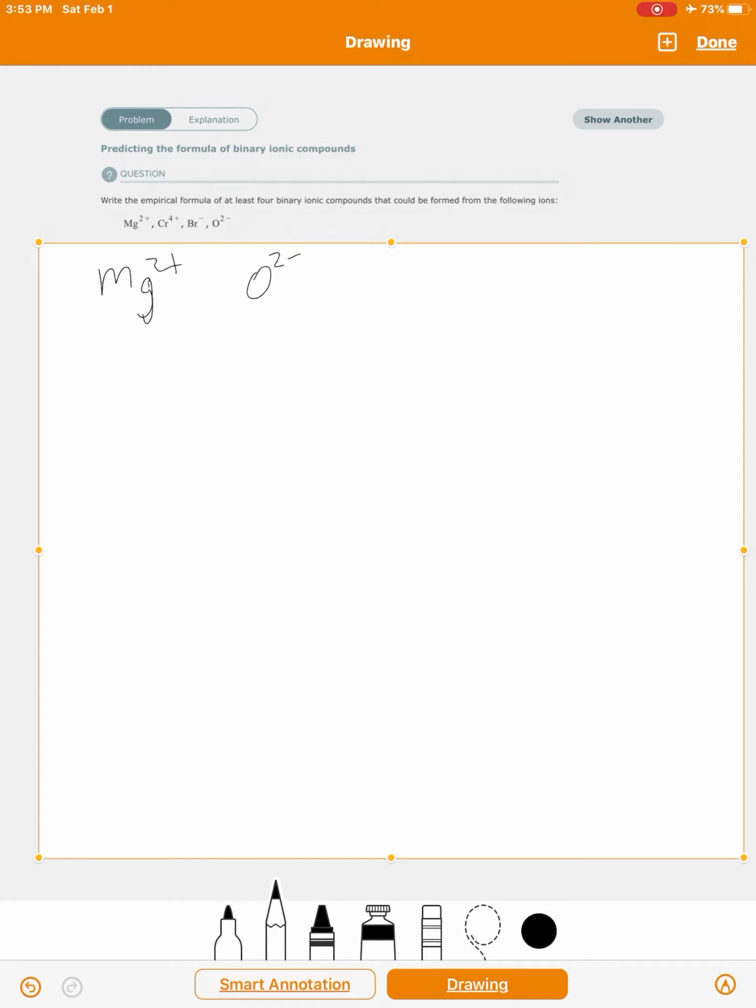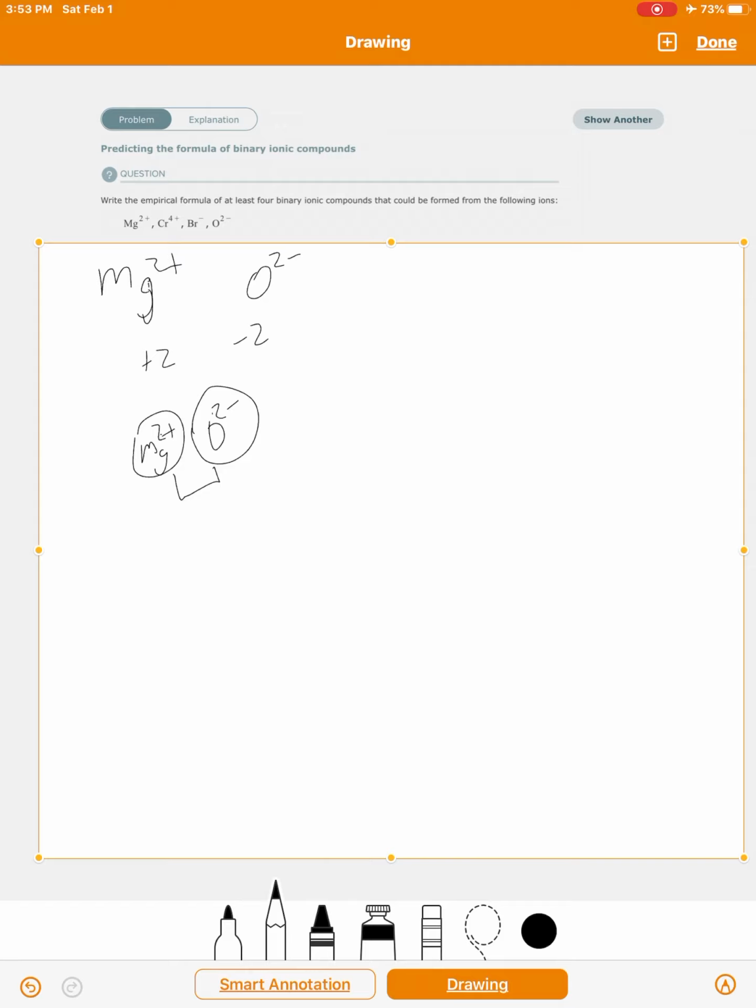Small ratios. What is the smallest possible ratio that ensures that we have the same amount of positive charge as we have negative charge? Well, the magnesium is +2, and the oxygen is -2. So if you just combined 1 and 1, they would have the same charge. Here's how we might write that as a picture. Mg2+, O2-, 1 and 1, right? There's only 1 of each, and they have the same amount of charge. One's +2, the other one's -2.